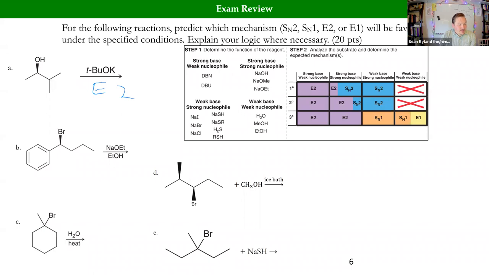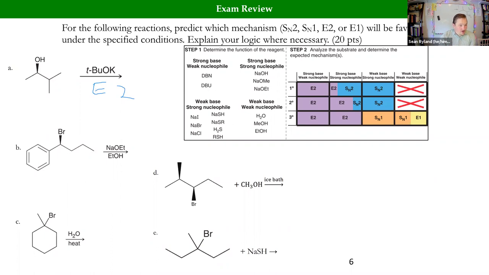For B, ethanol is not a great nucleophile or a great base. But it's just there as the solvent, really, because we do have a strong base that's also a strong nucleophile in the ethoxide. So strong base, strong nucleophile. We have a secondary carbon with the leaving group, technically, except it's got resonance as well, right? Which makes it even more stable.